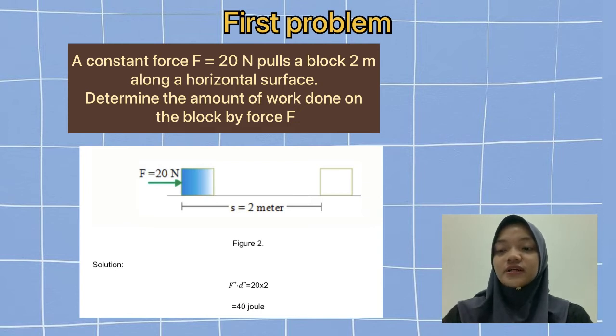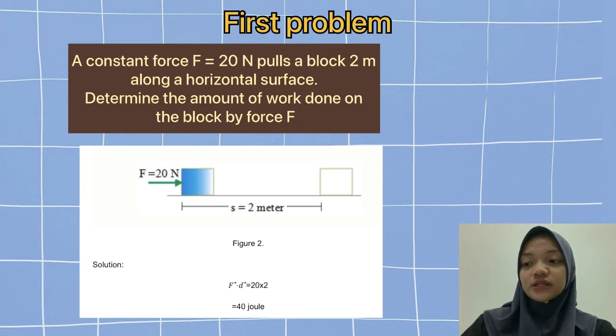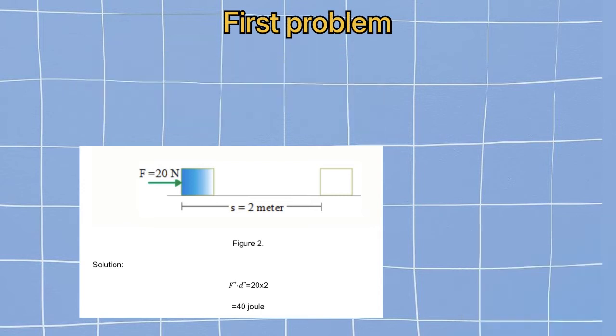So the figure on the screen shows the diagram of the block. So we look at the formula: F multiplied by D is equal to the answer. So the F is equal to 20 Newton and D, which is distance, is equal to 2 meter. So we multiply 20 by 2 and we get the answer, which is 40 joule.